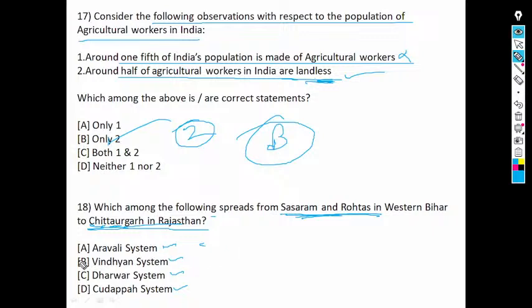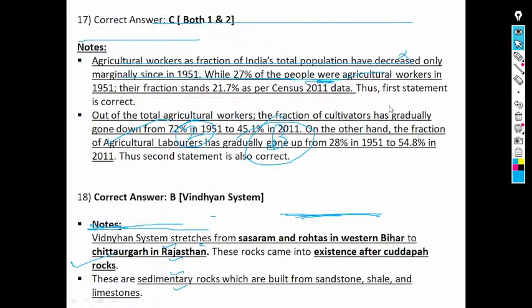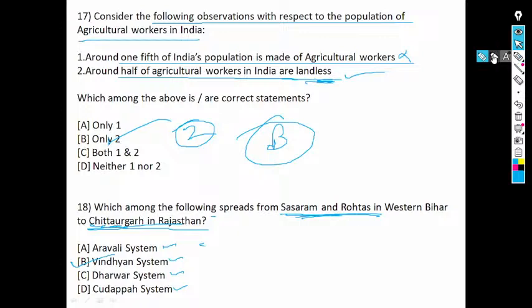Bihar produces that, it is the Vindhyan system. Okay, it is B for Bombay, Vindhyan. I'm sorry, both 1 and 2 are correct. One-fifth of India's population is made of agriculture workers. Yes, it is correct. C is correct.